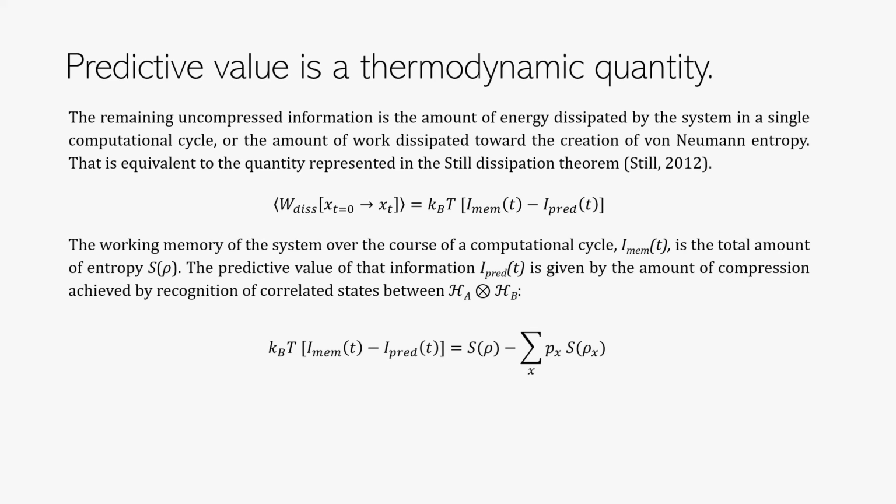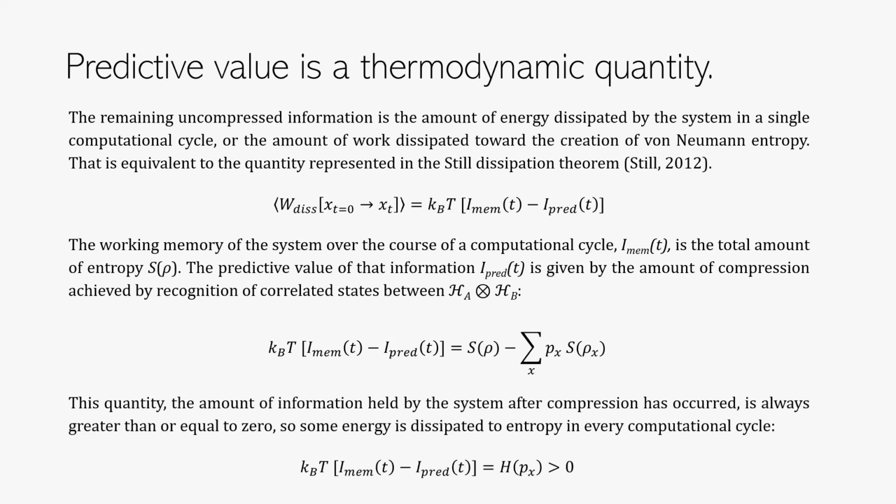The working memory of the system that is accumulated over the course of a computational cycle is provided on the left-hand side of the equation. And that value is equivalent to the total amount of entropy on the right-hand side of the equation. And the predictive value of that information, given on the left-hand side of the equation, is the amount of compression achieved by the recognition of correlated states between system A and system B, which is given on the right-hand side of the equation. So the Schumacher compression that occurs as those two systems interact is equivalent to the extraction of predictive value during the computational cycle.